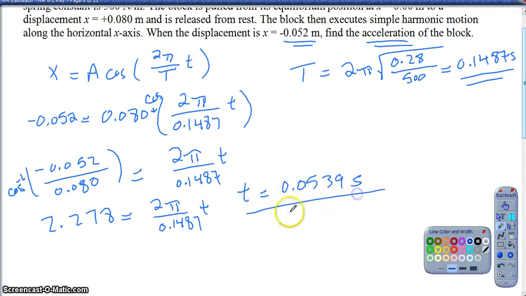And that's how long it takes for it to reach this position. That's how long it takes for it to reach that position for the first time. And if I look at the time, it kind of makes sense, right? It's kind of consistent with the period. We know this is a little bit more than a quarter of the period, which makes sense because it's gone from being at positive 0.08 to being in the negative displacement, right?